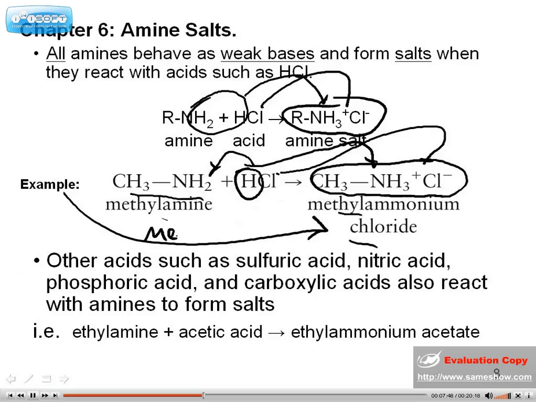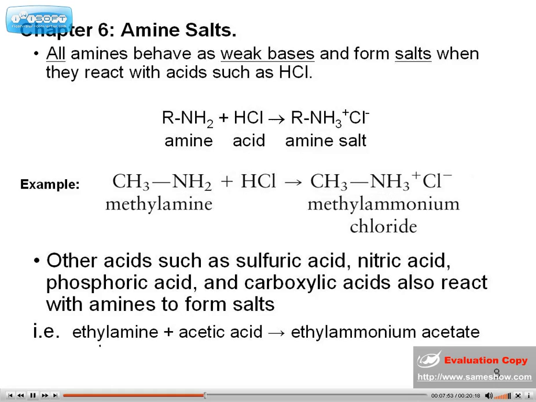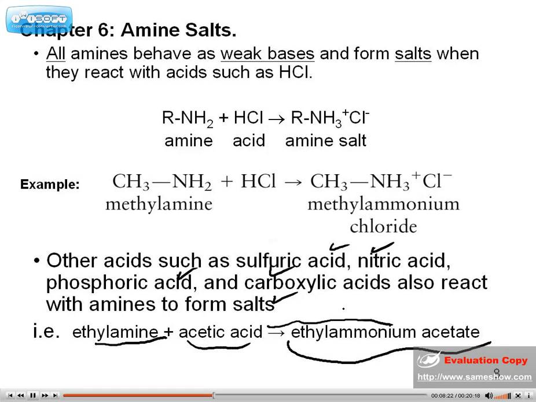Again, memorize. Coming down here, ethylamine plus acetic acid forms ethylammonium acetate. So here's another example of salts that can form from sulfuric, nitric, phosphoric, and carboxylic acids. So it's something that we usually see with salts. It's only specific acids that may not do this, which we may or may not talk about in the future. But in general, whenever you have an acid and an amine, it will always form the amine salt.